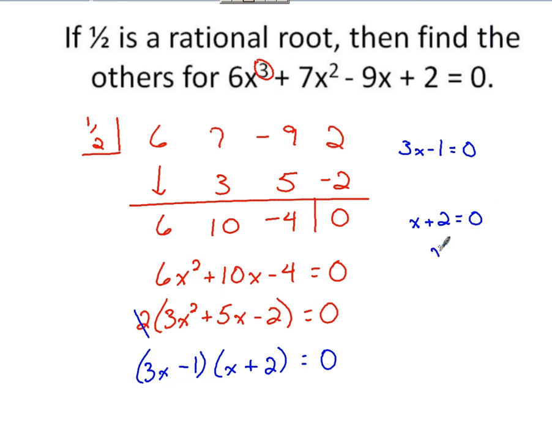For x plus 2, we get x equals negative 2. And for 3x minus 1, if you add 1 over and then divide by 3, x is 1/3. So our remaining solutions to this equation, knowing that 1/2 is a solution in the first place, or our remaining roots, is 1/3 and negative 2.